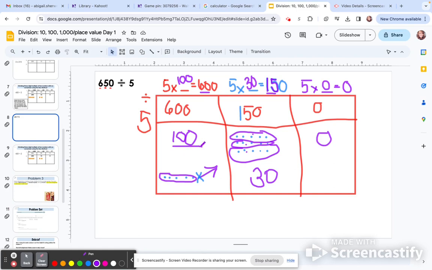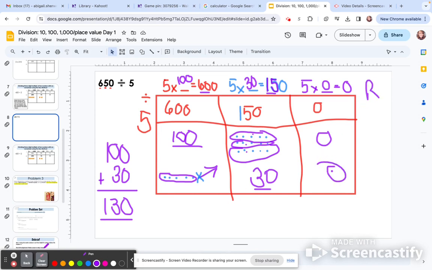Now I'm going to add my 100 and my 30, because those are going to be my quotient. 100 plus 30, notice my numbers line up, equals 130. Therefore, 650 divided by 5, my quotient's 130, and I have no remainder. If I did, I would have circled it and put it here to the side. But we're not going to deal with that till much later.